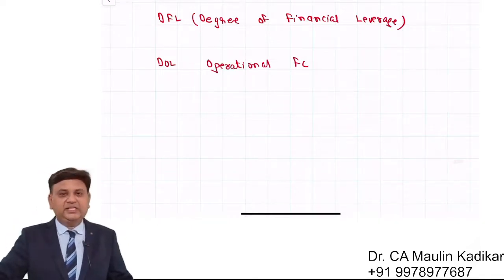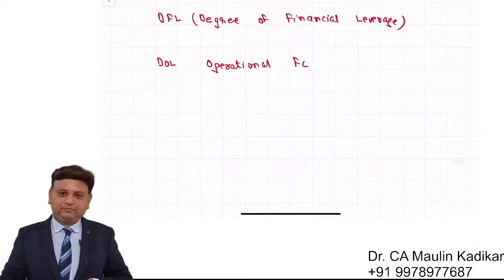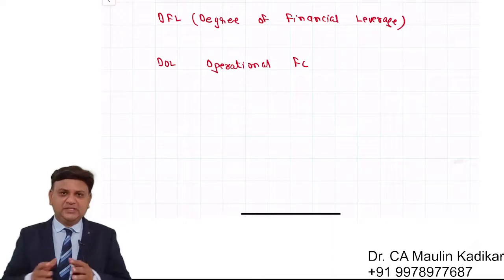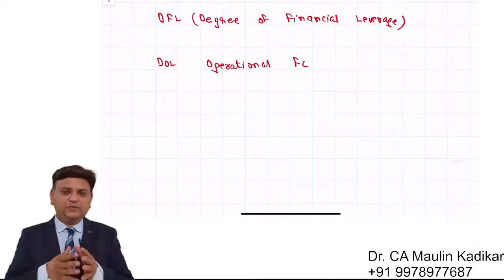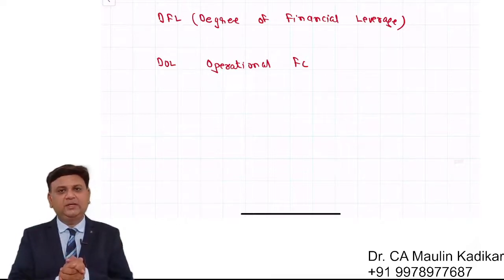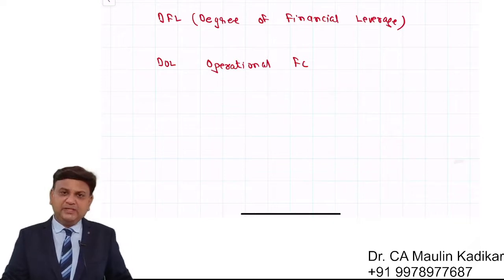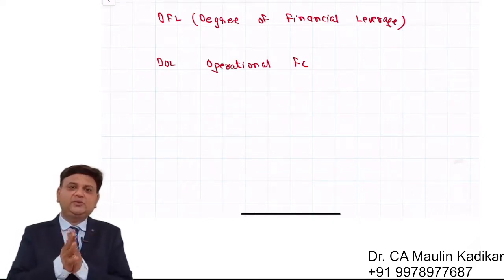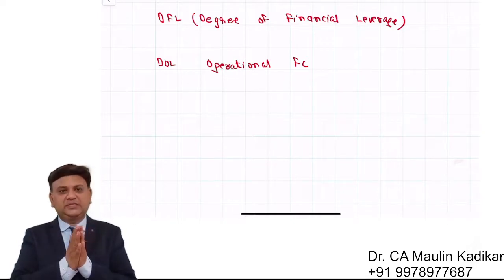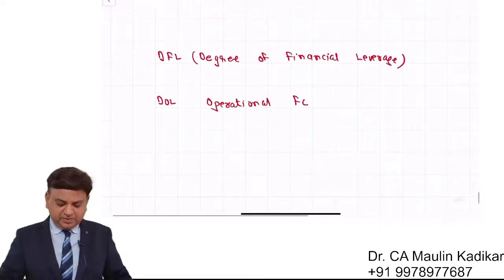Anybody can write in the chat box an example of the operational fixed cost. Dear students, the operational fixed costs have examples like this. One is the rent of the office premises, then rent of the factory building. If it is an owned premises, then maybe the municipal tax. These are considered to be the operational fixed cost. So in the routine operation of the business, whatever fixed cost that we have is considered to be the operational fixed cost.